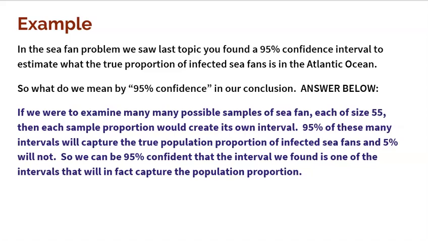Here is an example of what would be a really good answer. If we were to examine many possible samples of sea fans, each of size 55, then each sample proportion would create its own interval. 95% of these many intervals will capture the true proportion of infected sea fans, and yes, 5% will not. So that is why we can be 95% confident that the interval we found is one of the intervals that will still, in fact, capture the population proportion.